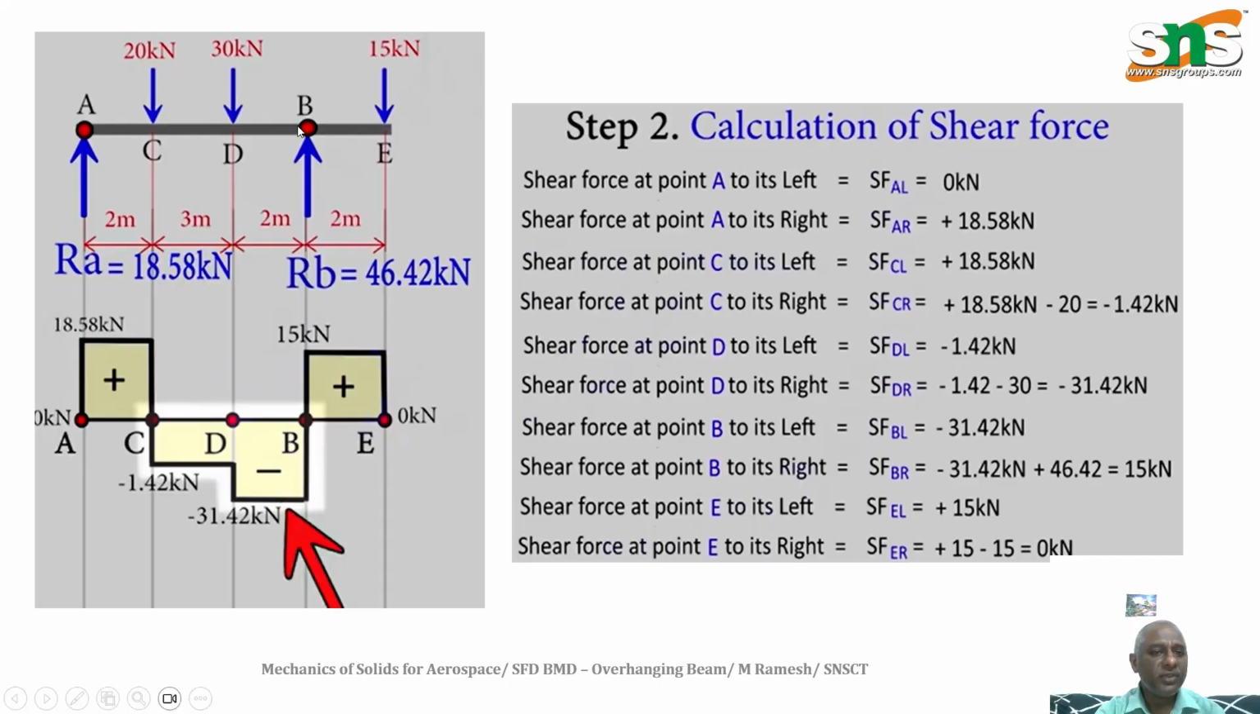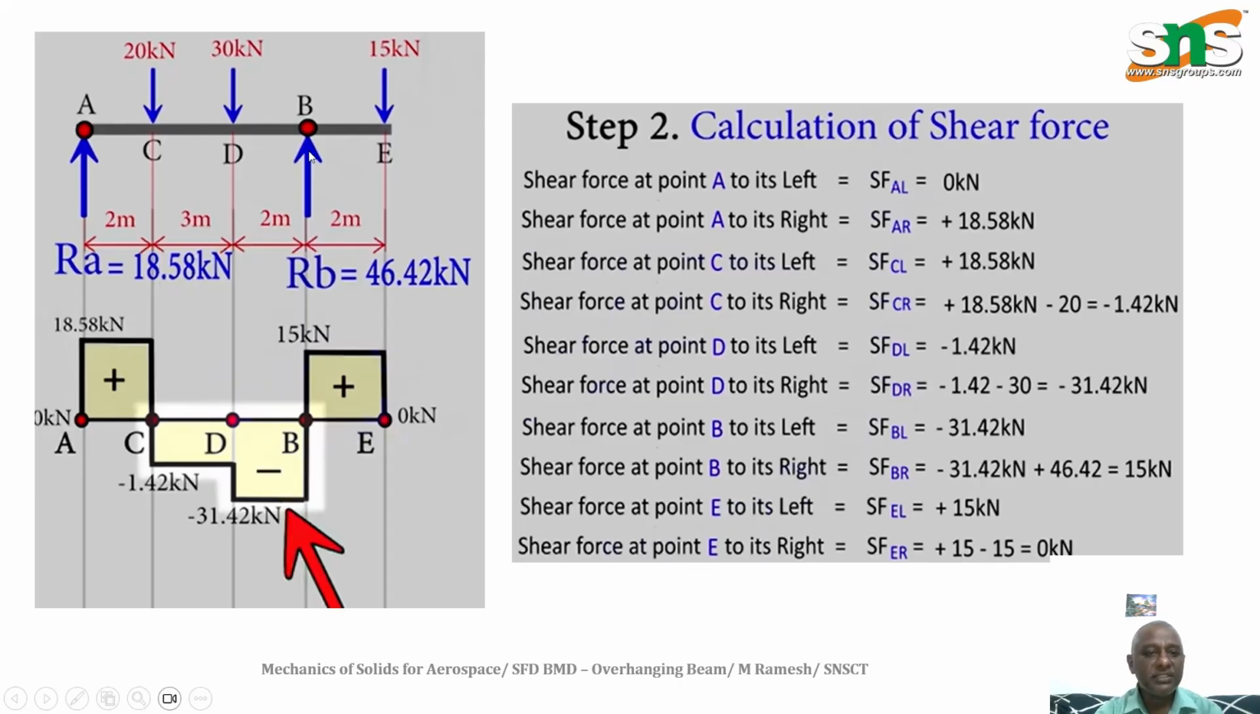At point B, how do we find the shear force values? This is positive, this is negative, negative, so in between at point B you will not have that value, say minus 1.42 only. At B point we will have 18.58 minus 20 minus 30, then this RB. So 46.42, this is positive, including we are getting minus 31.42, since it is a negative value, minus 31.42 kilonewton. And if you add this 46.42, that will become 15 kilonewton.